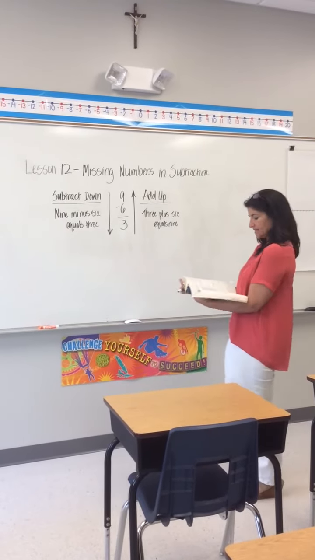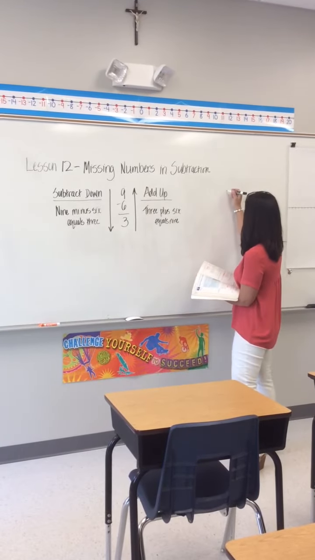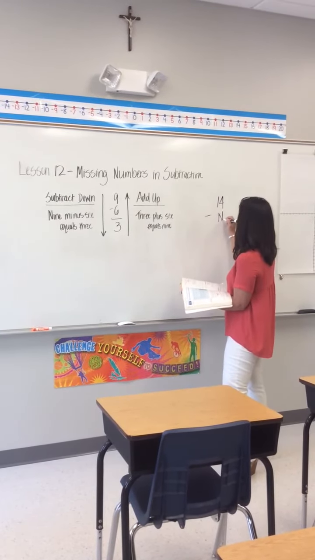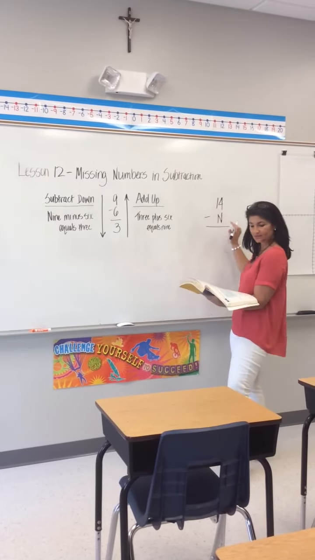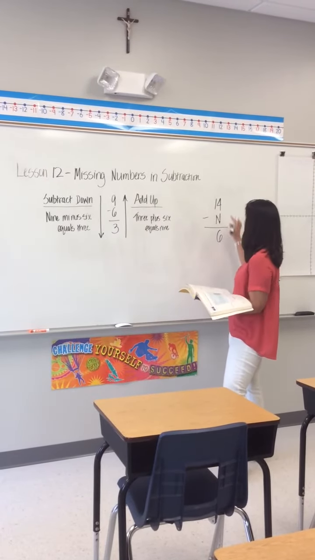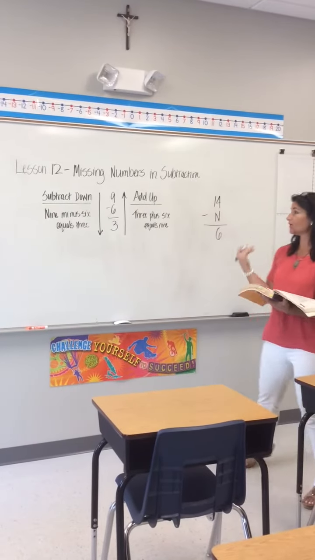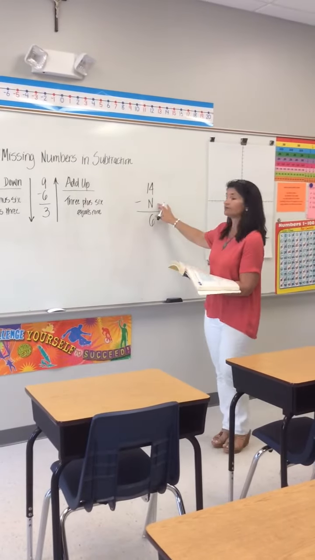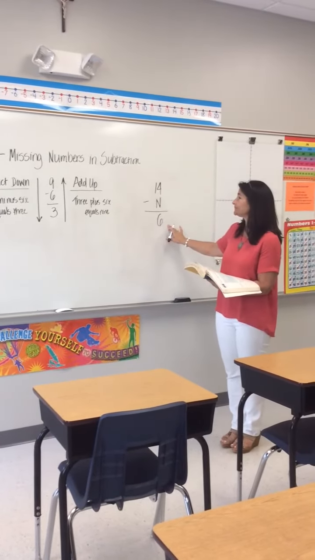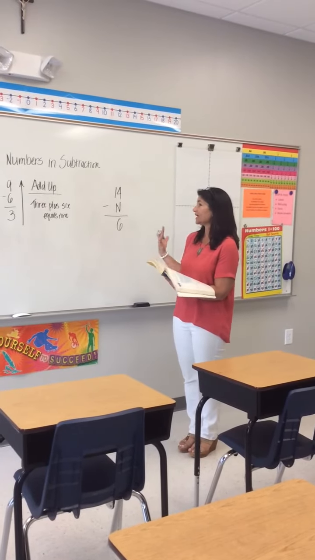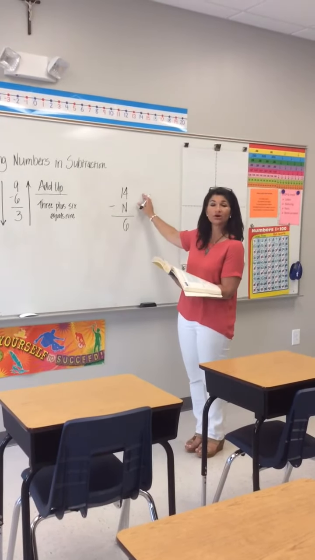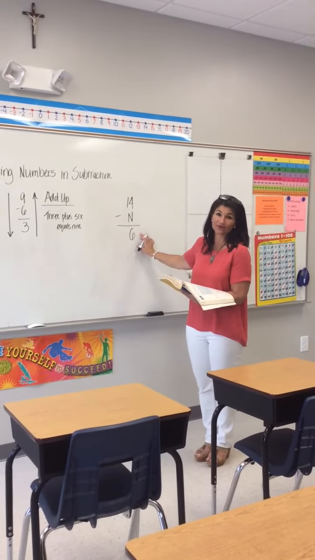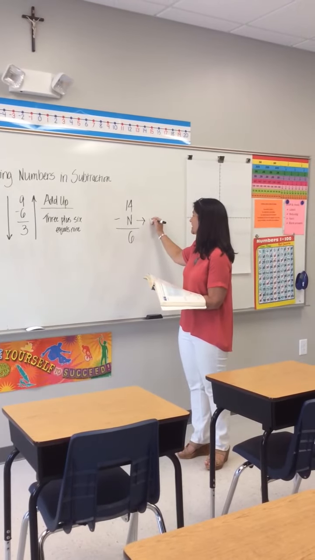When you're trying to find the missing number, let's do 14 minus n. Remember, n is our missing number. We just use a letter to replace our missing number. 14 minus n equals 6. So we know two things about this number. We know that we started with 14 and we gave some away. We don't know how many, and we ended up with 6. In this case, we can subtract down and say, based on what we know about our math facts, 14 minus what equals 6? And n is 8.